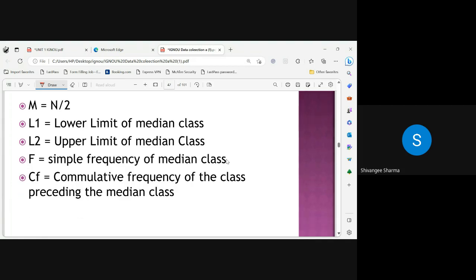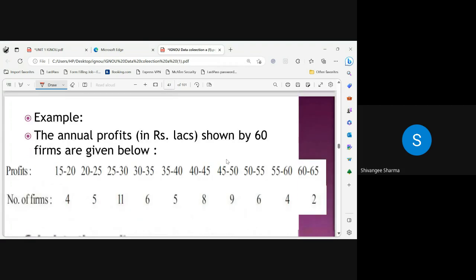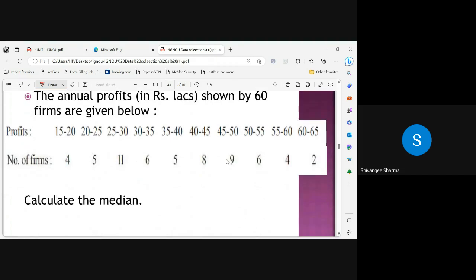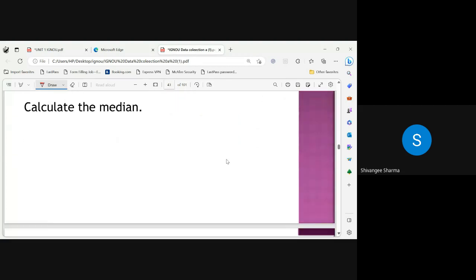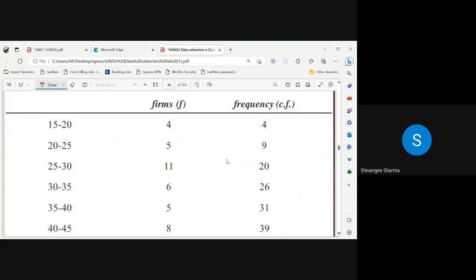Let's move on to the question for this. Suppose this is the question where profits are given and number of firms are given. Let's move on to it in this form.